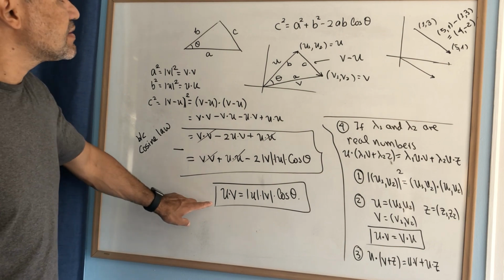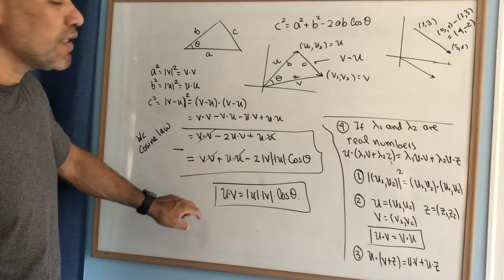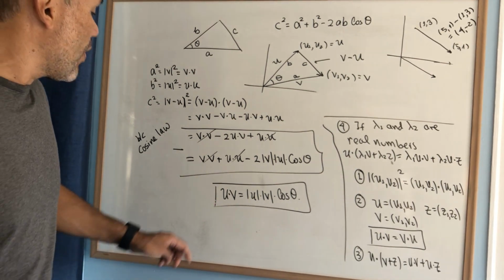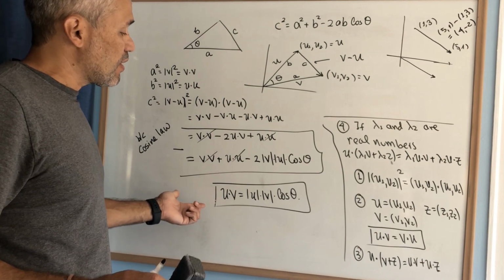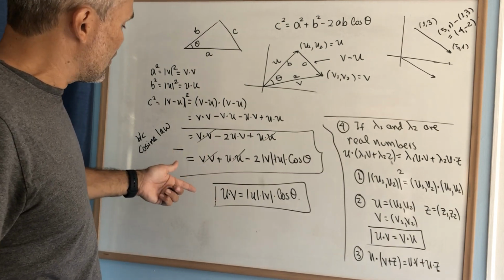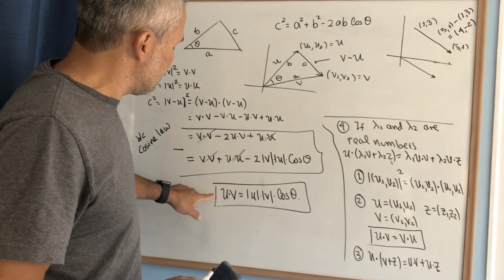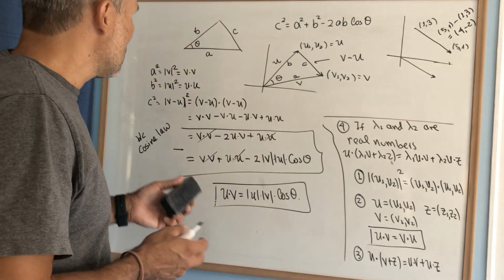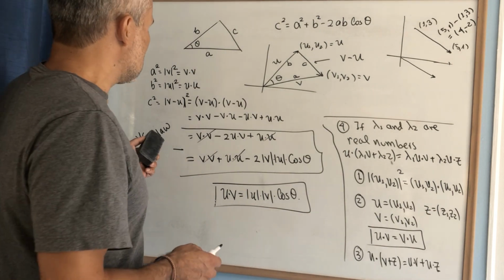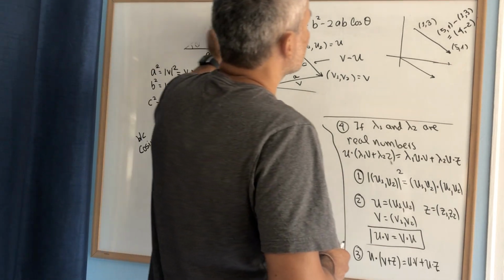This is an extremely important property. It tells us when two vectors are perpendicular, and we can compute the angle between two vectors just by doing something very easy, which is just the dot product of two vectors. Let's do some examples.